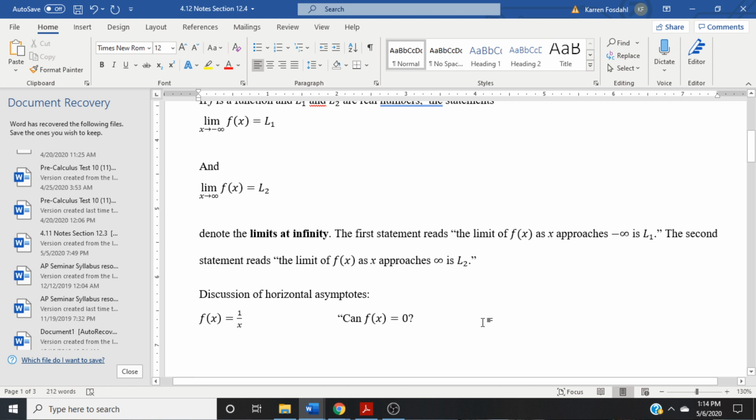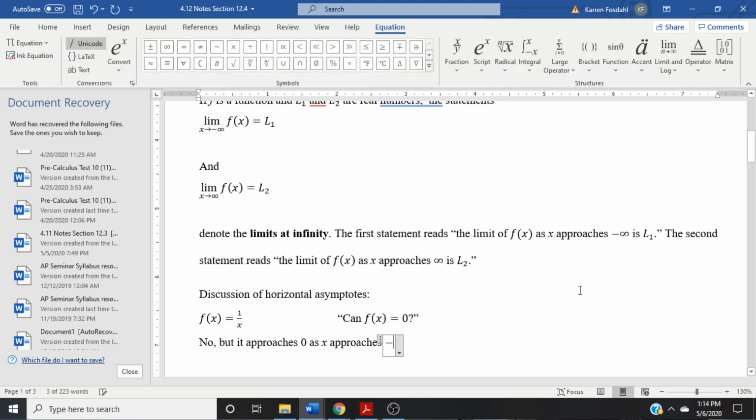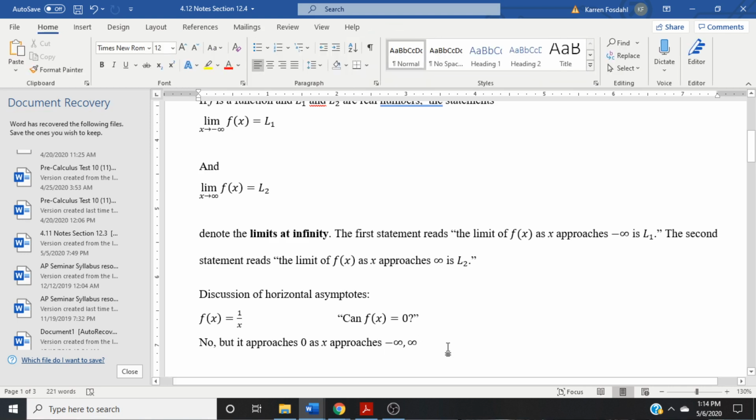Okay, so can f of x equal 0? This was my question. The answer is basically no, but it approaches 0 as x approaches infinity, or negative infinity. Okay? So, basically, a horizontal asymptote is kind of this approach.